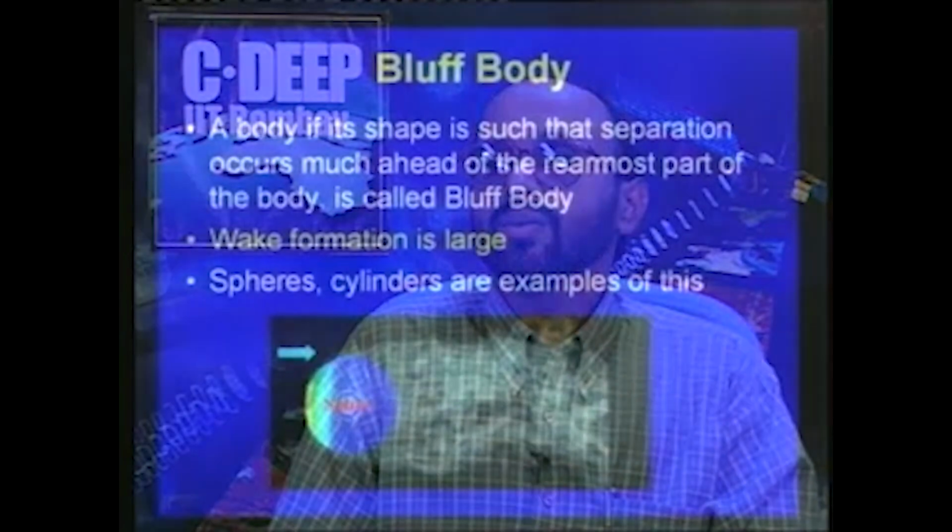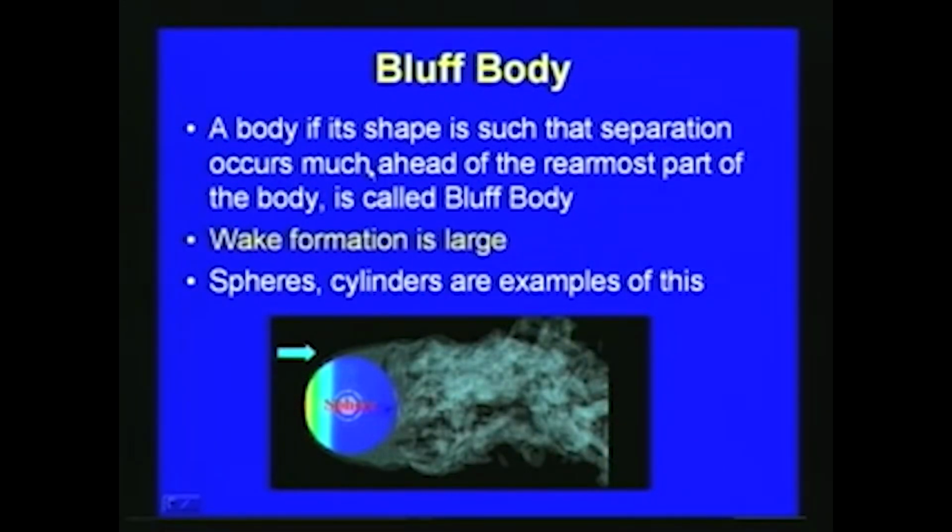The next kind of body which we have seen is the so-called bluff body. In the case of a bluff body, as in a sphere or a circular cylinder, the body shape is such that separation occurs much ahead of the rearmost part of the body. You can see that this is the sphere here. That is why it is called a bluff body, and the wake formation is large, as in the case of a sphere or a cylinder as shown in this figure.